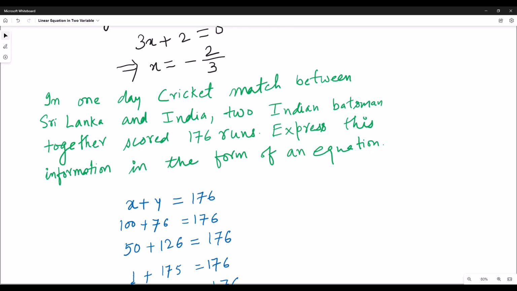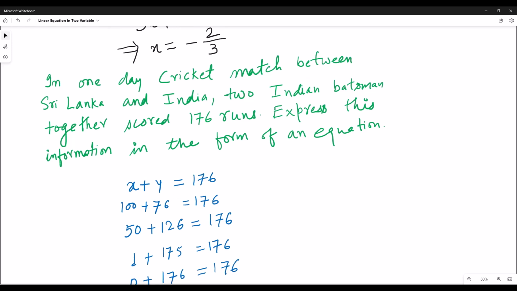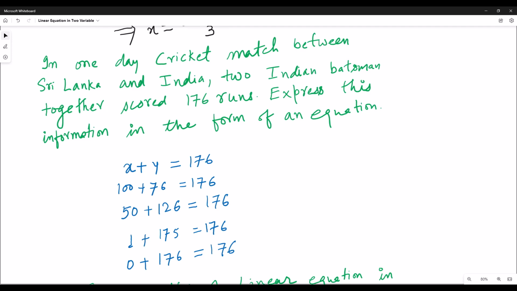In a one day cricket match between Sri Lanka and India, two Indian batsmen together scored 176 runs. Express this information in the form of an equation. So there were two batsmen, together they made 176 runs. Let us suppose one of them made x runs and another made y runs. If we add the runs made by both of them, that will be 176. This is the only information we have. We do not know how much each player scored individually.